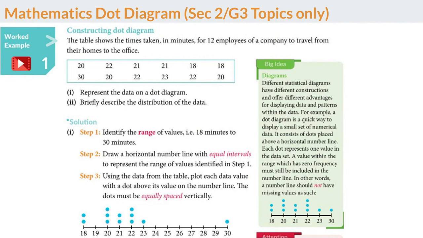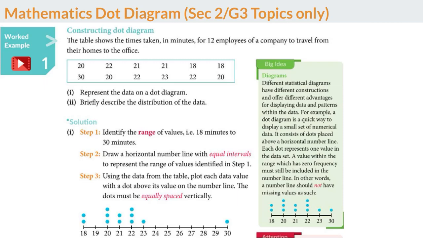Okay, and you will do it in ascending manner, means you start from the bottom, you will go straight to the top. All right, you will go all the way to the top. Okay, number one, you identify the range of value. Number two, you draw a number line, horizontal number line, because in the past I've seen vertical number line. I don't know how that's possible. All right, and step number three, using the data, plot each data value with a dot above the value on the number line.